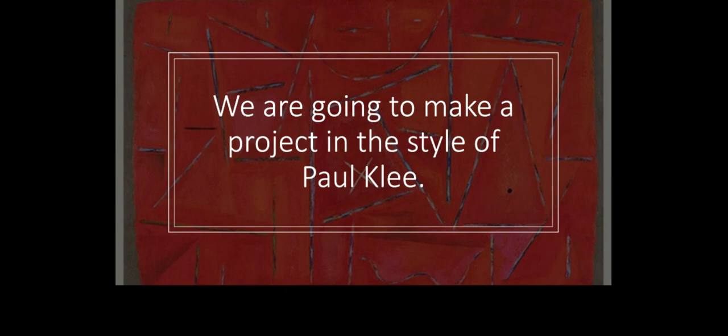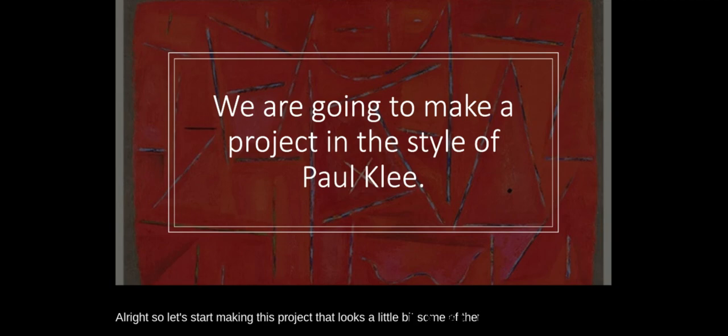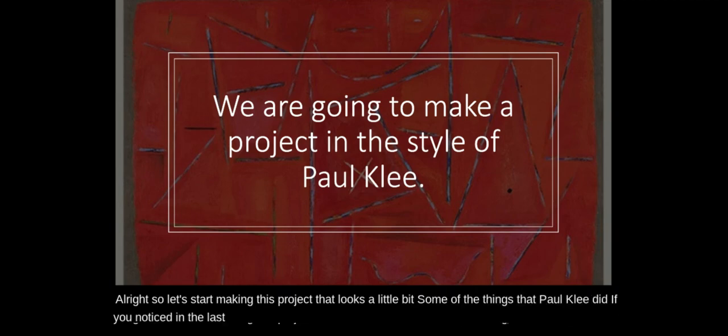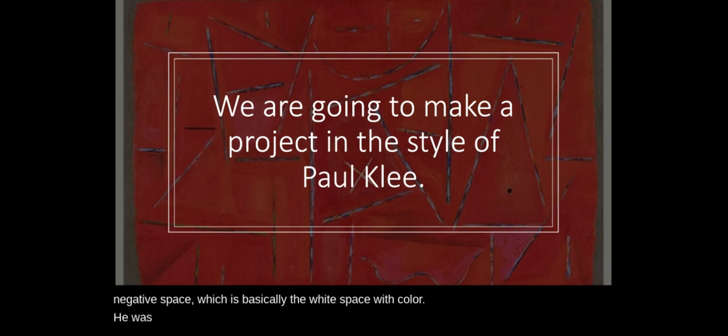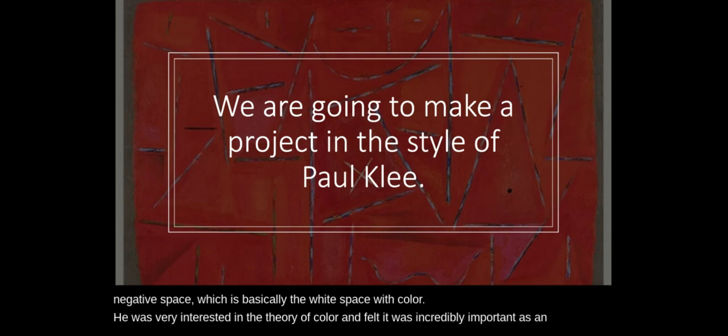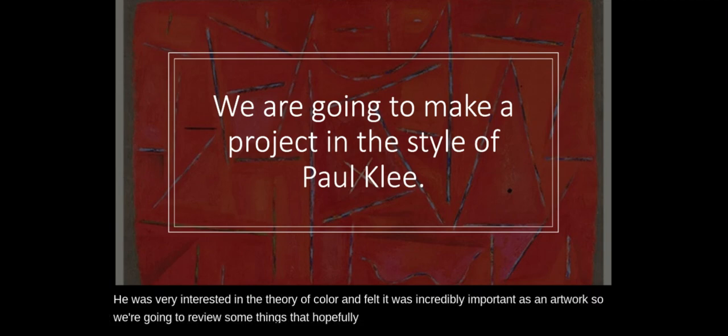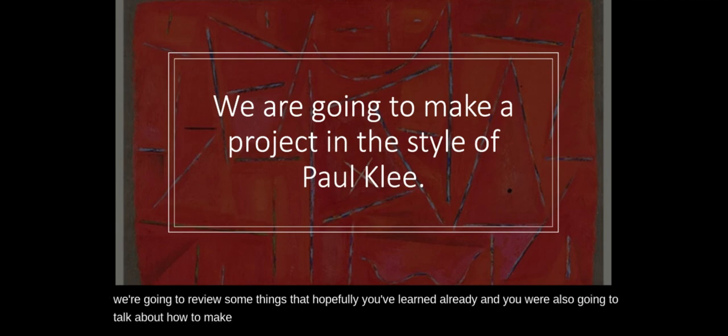All right, so let's start making this project that looks a little bit like some of the things that Paul Klee did. If you noticed in the last two slides, several of his pieces, he was using letters and filling in the negative space, which is basically the white space, with color. He was very interested in the theory of color and felt it was incredibly important as an artwork. So we're going to review some things that hopefully you've learned already, and we're also going to talk about how to make his artwork. So let's look at this next little picture.